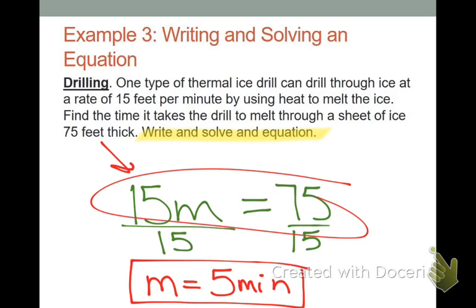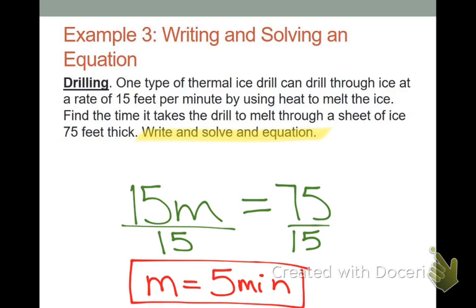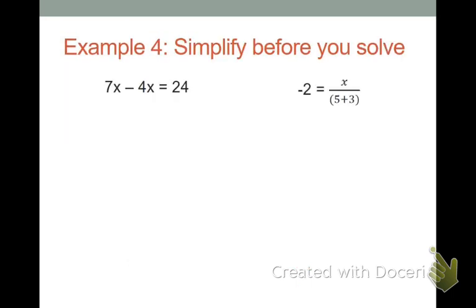All right, so hopefully that helps. I know that was kind of a lengthy explanation. One more example and we're done. All right, example 4. What do the instructions say up here next to example 4? Simplify before you solve. So you have a section on your homework tonight where it's not just cut and dry one-step equation. There's actually pieces of the equation that I need to simplify first before I can do my inverse operation. So look at the first one.